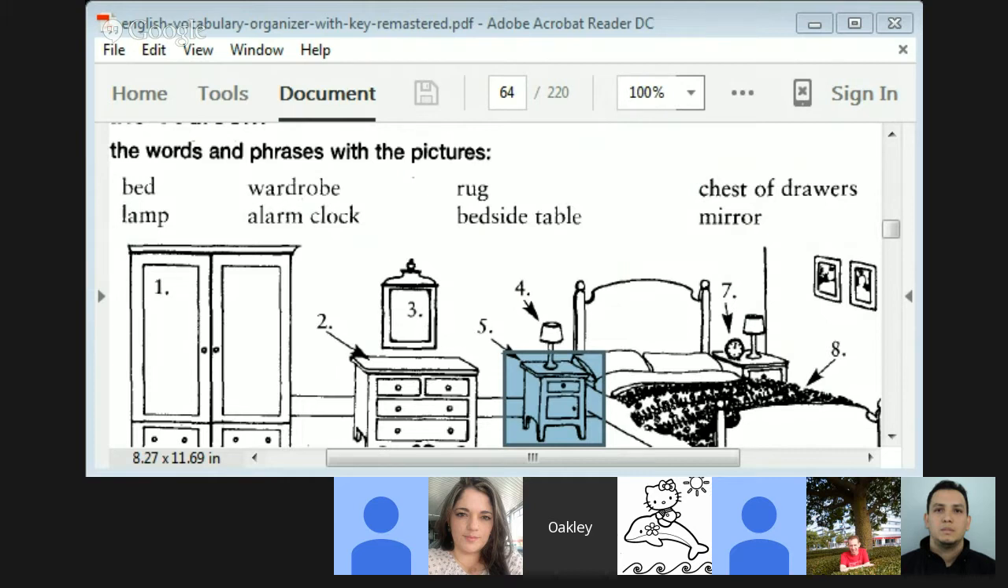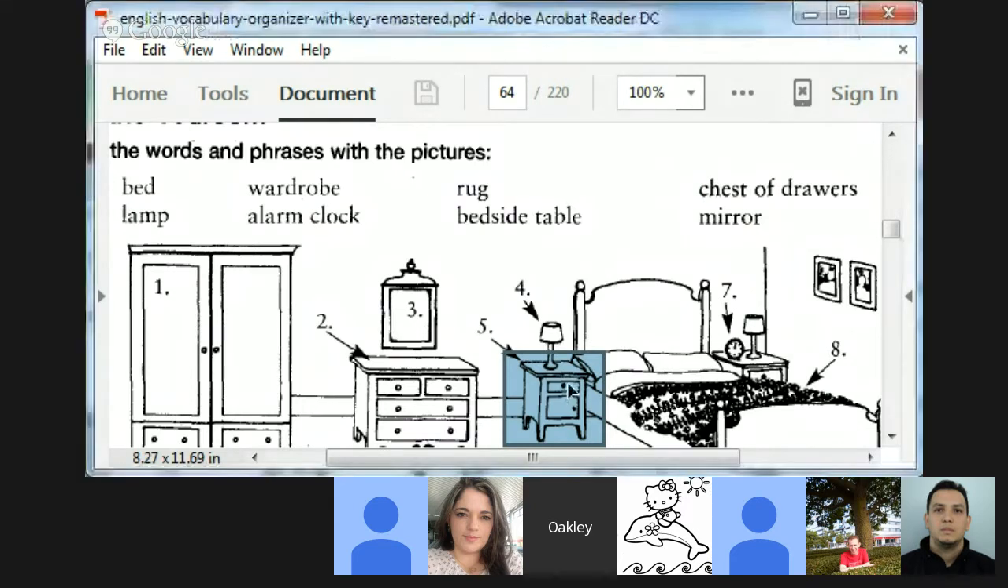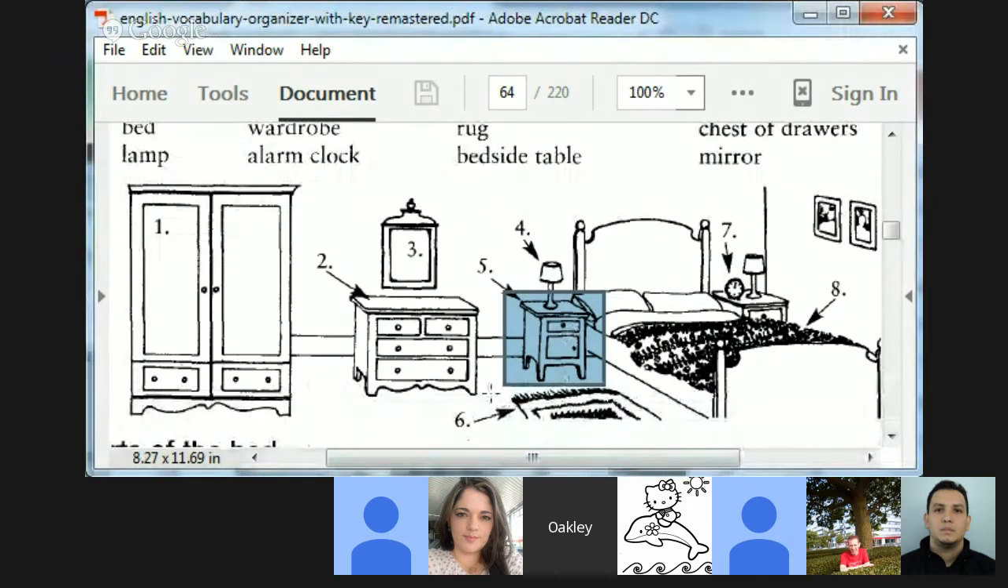All right, Keiko, number six. Hang on, I need to scroll a little. It's over here on the floor. Keiko, here it is, down here. You can hardly see. Rug. Okay, that's obviously a rug, so your feet don't get cold when they touch the floor.